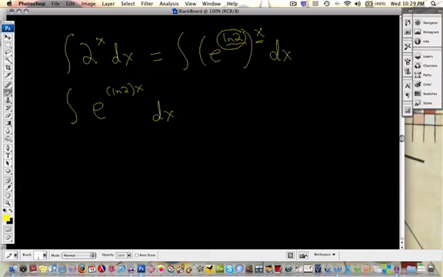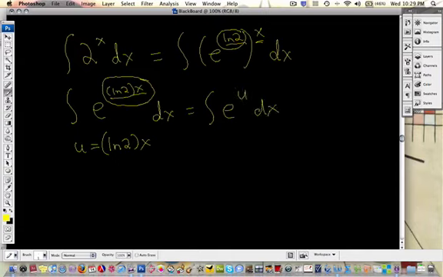And then I realize I've got a function inside of another function, so I'm going to use u substitution. My u here is ln 2 times x. And remember, this isn't the chain rule, this is u substitution, so my next step would be to replace this with its new name, which is u.